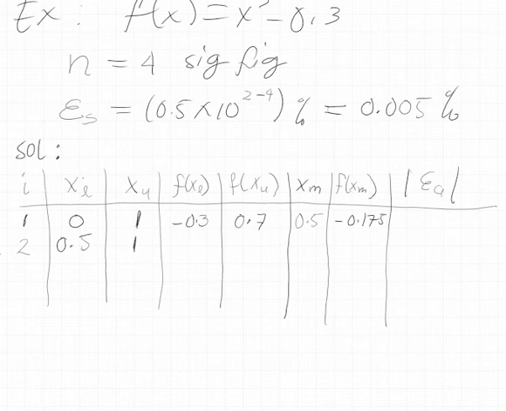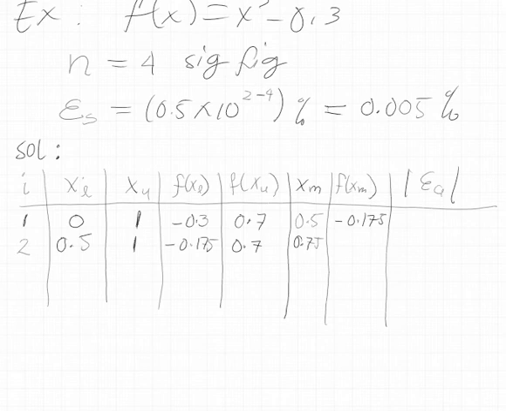Then we do it again, repeat it again. So what will be f of xl? Our f of xl now will be the last f of xm. Just copy this one, 0.175. Then for f of xu, still the same, 0.7, because f of xu does not change. But our xm now will be different. So we add 0.5 and 1. So 0.5 plus 1 is 1.5. We divide it by 2, then we get 0.75.